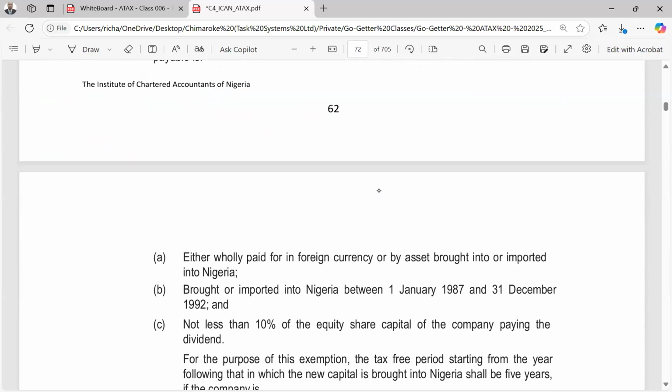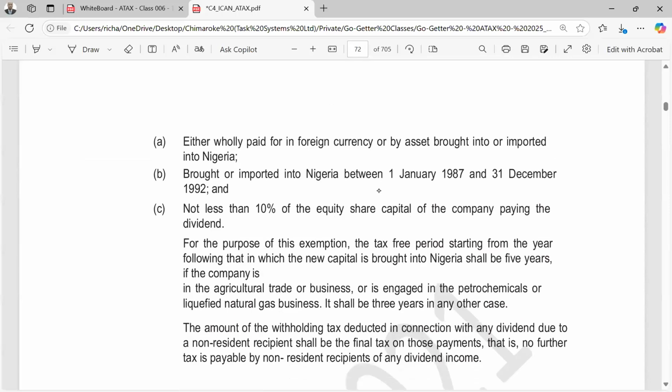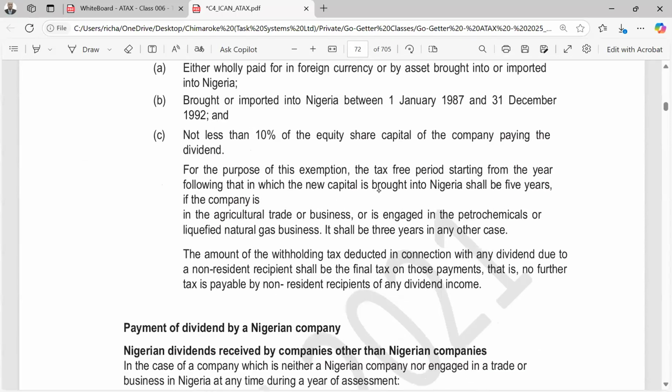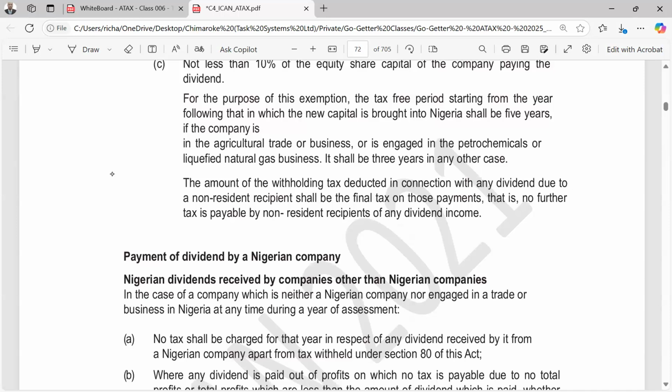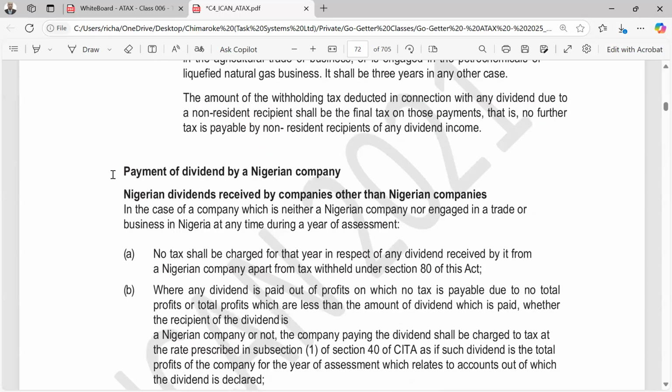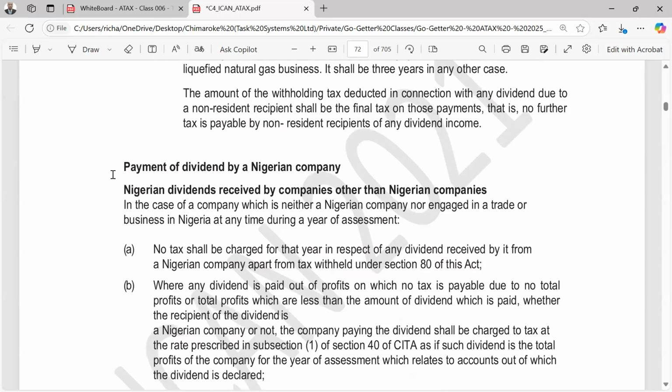Now, all of these are not too important. Let's go straight to what is important here. Payment of dividends by a Nigerian company. Nigerian dividends received by companies other than Nigerian companies. So Nigerian dividends received by a foreign company.